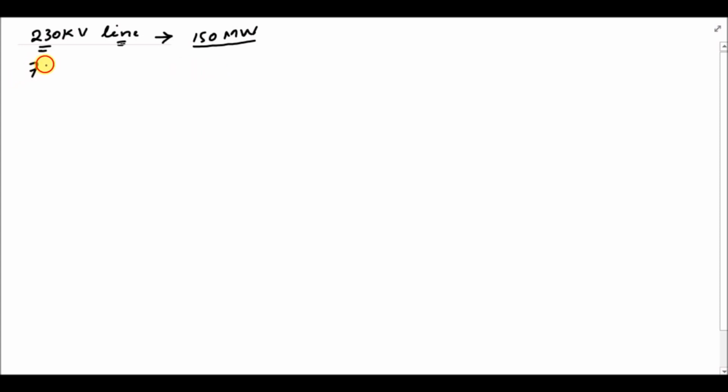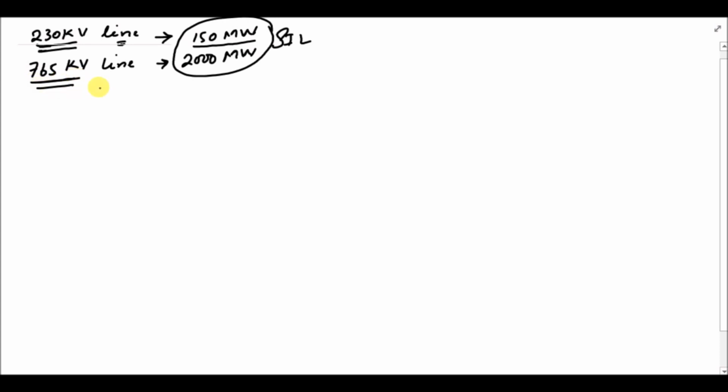Then for example, if we have a 765 kilovolt line, then the surge impedance loading will go up to 2000 megawatt. These are the values for the surge impedance loading for the 230 kilovolt and 765 kilovolt transmission lines. Similarly, for overhead lines the surge impedance ranges from 400 to 600 ohms depending on the type of the line, and for cables the value is 40 ohms.